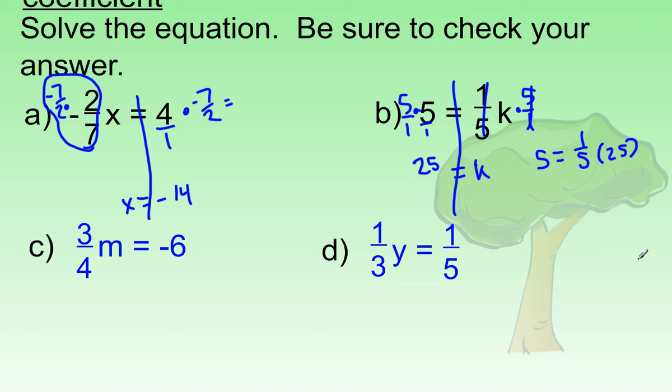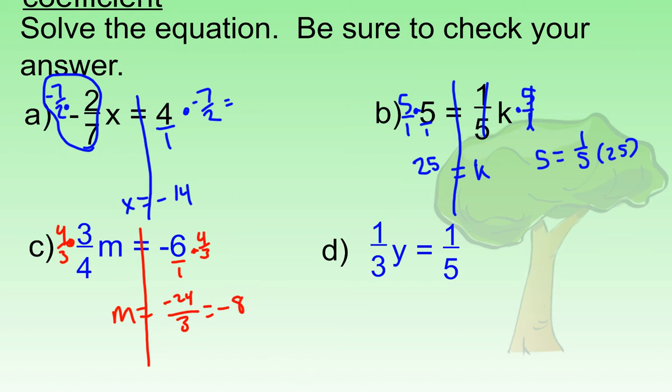Okay, so let's see. I'm going to multiply both sides by the reciprocal of the fraction. These cancel because I get 12 over 12, which equals 1m. On this side, multiplying the tops gives me negative 24. Multiplying the bottoms gives me 3. And simplified, that is negative 8.